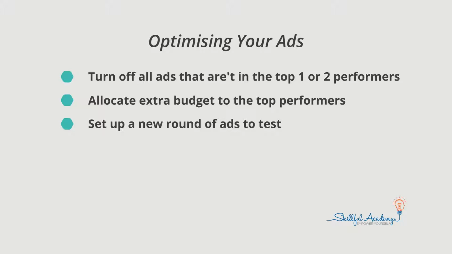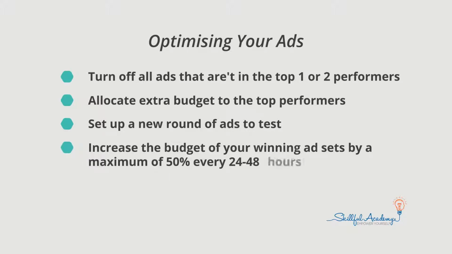You might even want to do both, depending on your budget and how many ads you've already tested. If you're ready to scale up, you should increase your budget with your winning ad sets by a maximum of 50% every 24 to 48 hours. This gives Facebook's algorithm time to adjust to the new budget, and also helps prevent any blowouts in your costs.